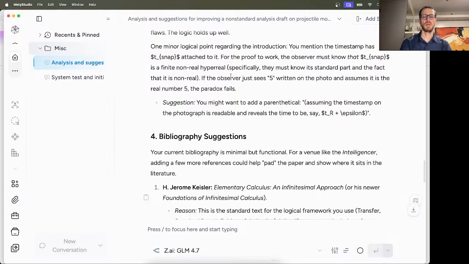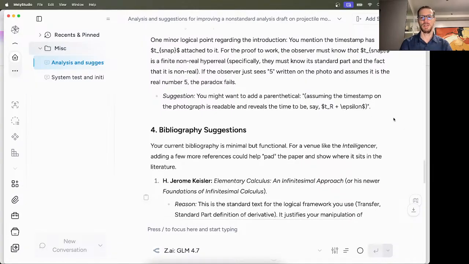Yeah, this is an example where the AI fails to understand what's going on. If the observer just sees 5, then that's not the hypothesis. The hypothesis is that the timestamp is a non-real hyperreal, a finite non-real hyperreal. So the observer wouldn't see just 5, they would see 5 plus epsilon. Suggestion, you might want to add a parenthetical: assuming the timestamp on the photograph is readable and reveals the time to be... Well, yeah, of course the timestamp is assumed to be readable. That goes without saying.